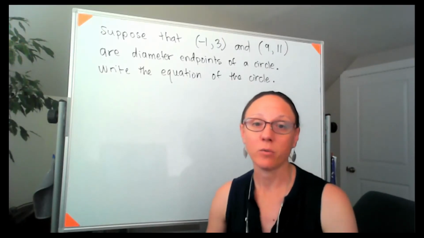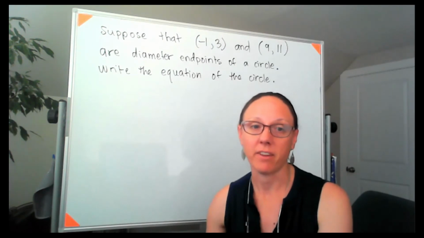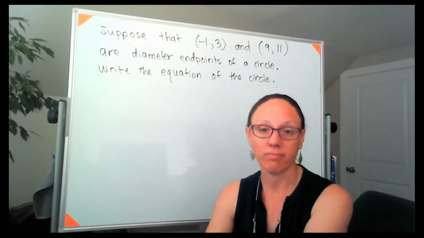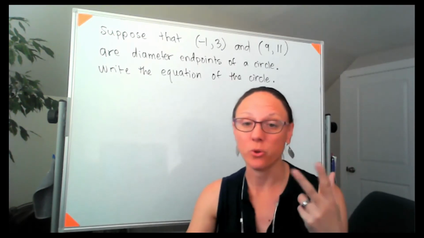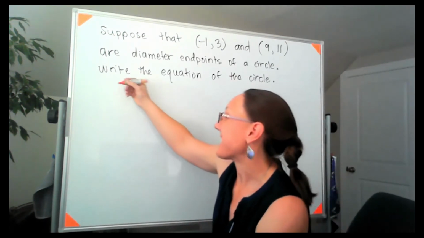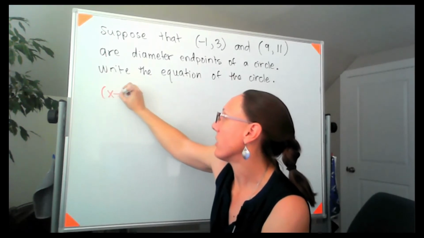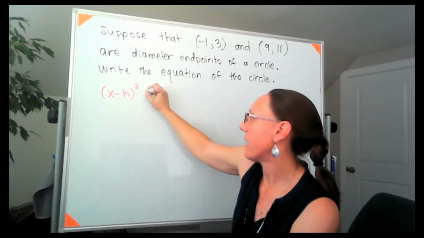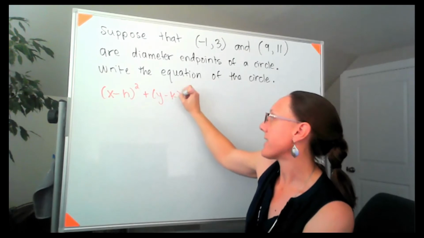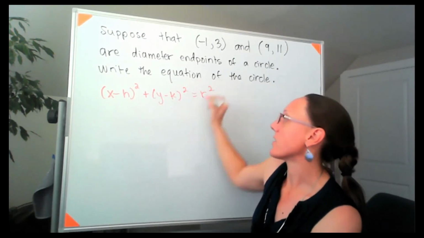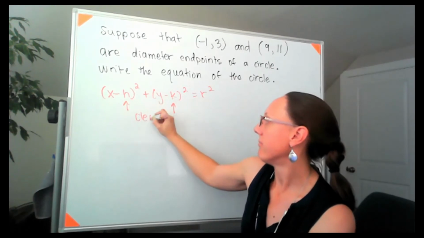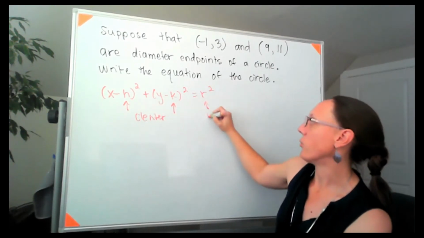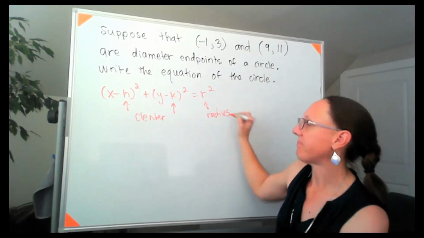Suppose that (-1, 3) and (9, 11) are diameter endpoints of a circle, and I want to write the equation of the circle. So for any circle, there are 2 things that I need to know. Because the standard form for a circle is going to look like (x - h)^2 + (y - k)^2 = r^2. So I need to know where the center is, and I need to know what the radius is.